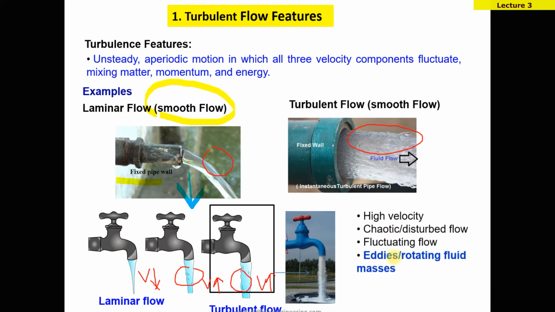That means turbulence is characterized by high velocity, chaotic flow, fluctuating flow, and eddies or rotating masses. These are very important characteristics we must note.